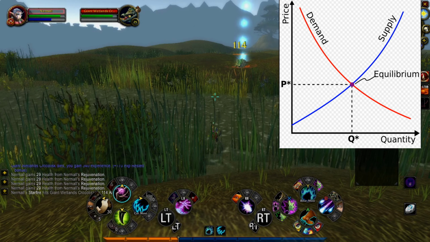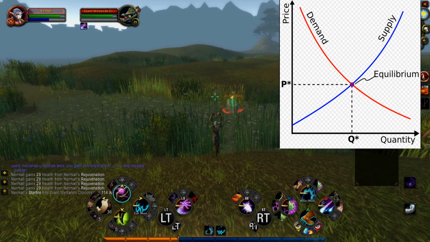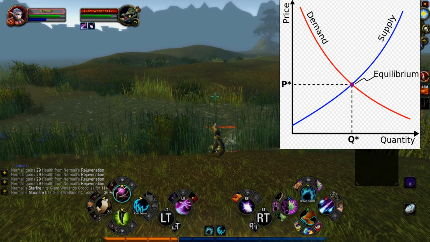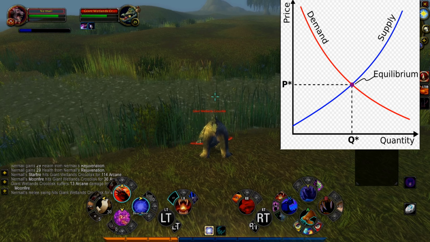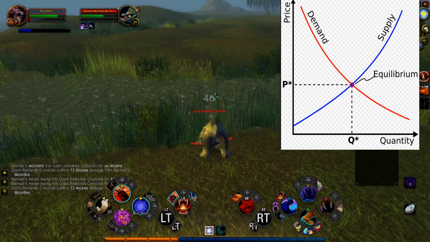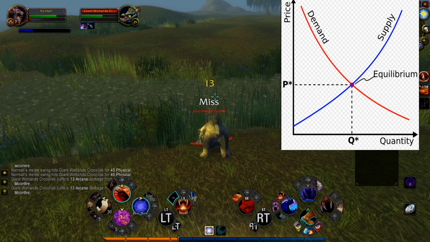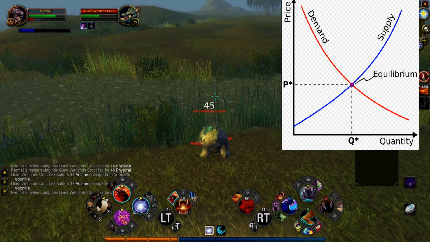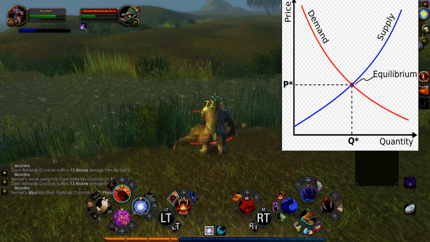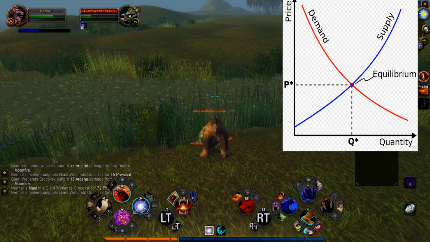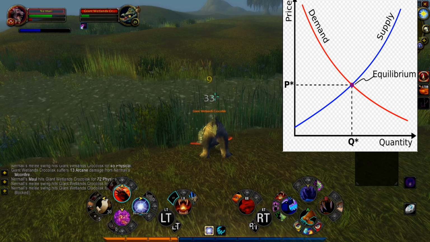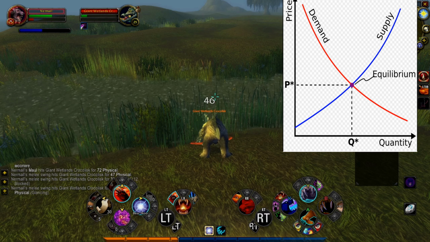Now you see where they intersect, where they come together? And that is called the equilibrium point. That's where you're going to be able to clear out everything you've made, and people are going to buy everything you've made. There's no shortages, there's no surpluses. A shortage is when demand is bigger than the supply, so that curve is further out than the supply curve. And the other way around is what's called a surplus.